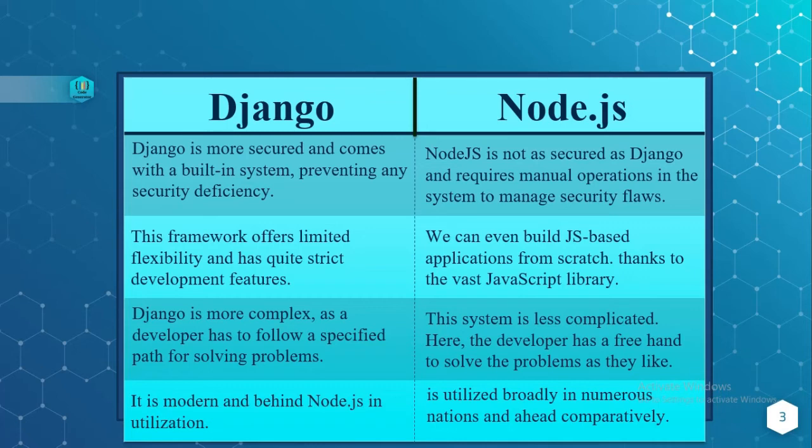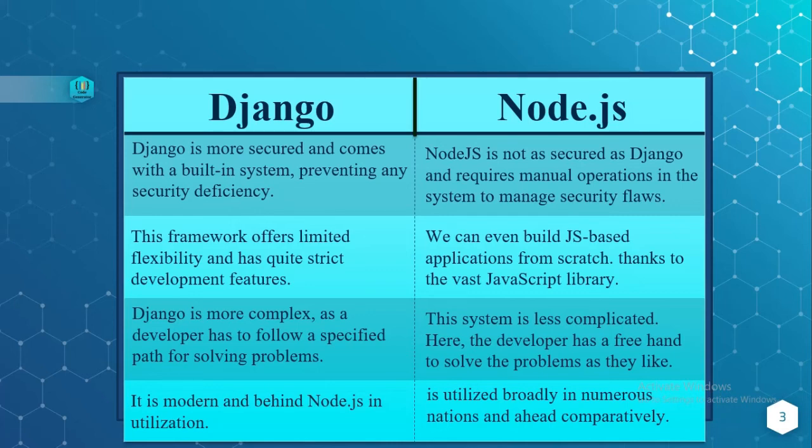self-automated. So next, Django. This framework offers limited flexibility and has quite strict development features, whereas when it comes to Node.js, we can even build JS-based applications from scratch, thanks to the vast JavaScript library. So JavaScript has a vast library and it has many library inputs when compared to Python and Django.